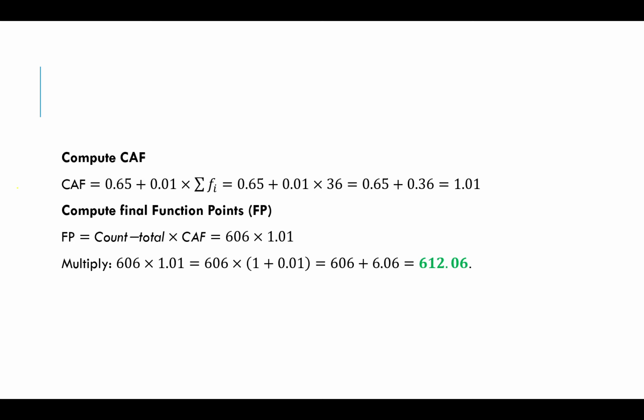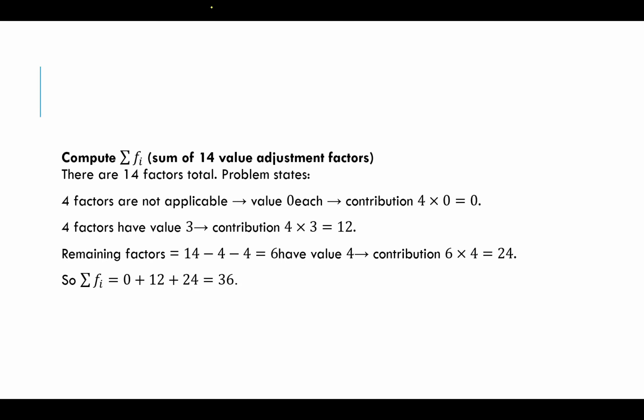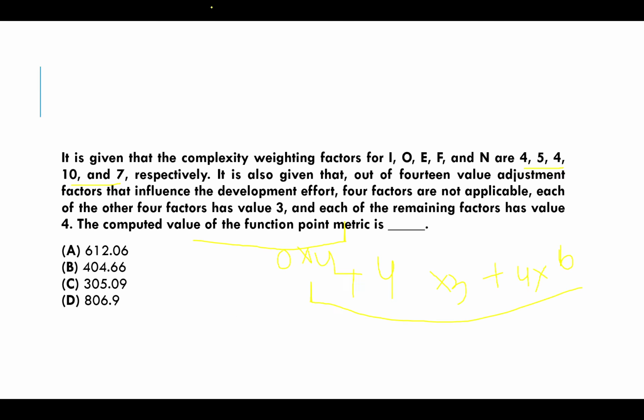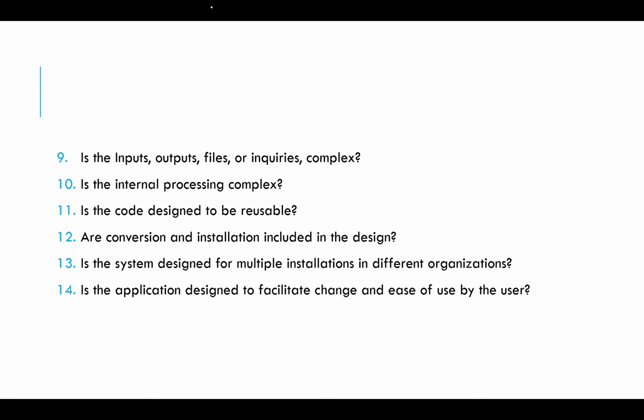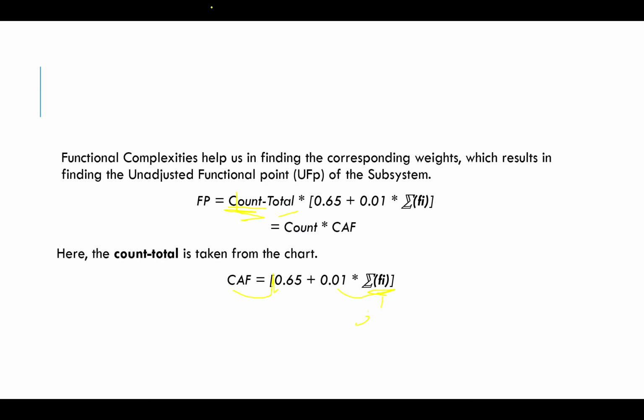Then we put the value of 36. So the formula for calculating the final function points is count total into CAF. So 0.06 into 1.01, the answer comes at 6.12. So 6.12 is given as option A. So the answer to this question is option A. In this way, you can calculate the value of total function point metrics using these formulas only.